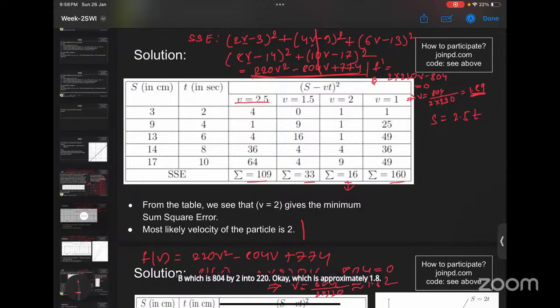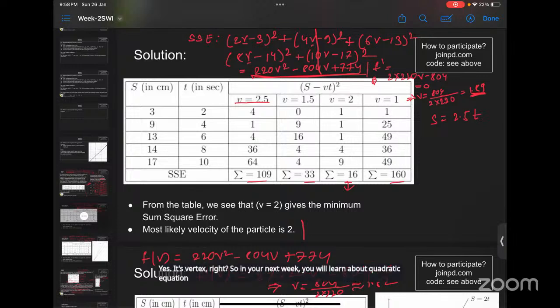There will be another method using a vertex of a quadratic equation. Yeah, using its vertex, right? So next week you will learn about quadratic equations. It's a parabola. Then it will be more clear.